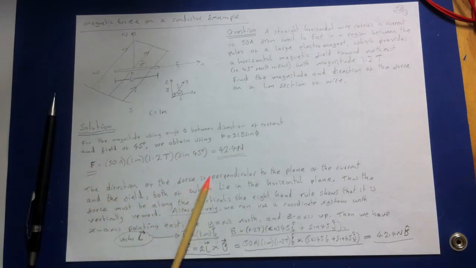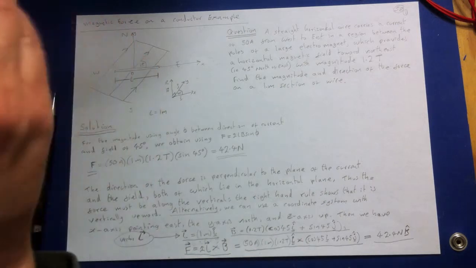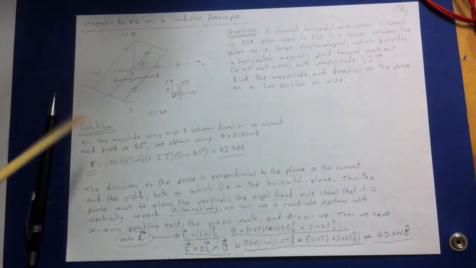The direction of the force is perpendicular to the plane of the current and the magnetic field, both of which lie in the horizontal plane. Thus the force must be along the vertical, so the force is somewhere along this vertical, either in or out. The right-hand rule shows that it is vertically upward.